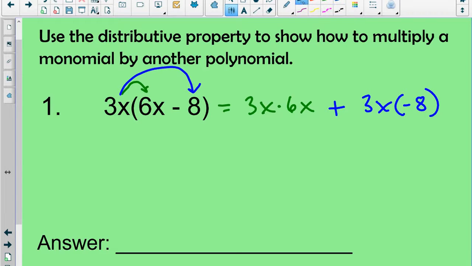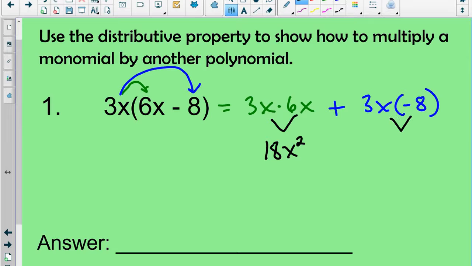When we multiply those items together, remember how we multiplied on the last few examples? We multiply the coefficients, so 3 times 6 is 18. And then when you multiply the x's, just count up how many x's are multiplied together. X times x is x squared.